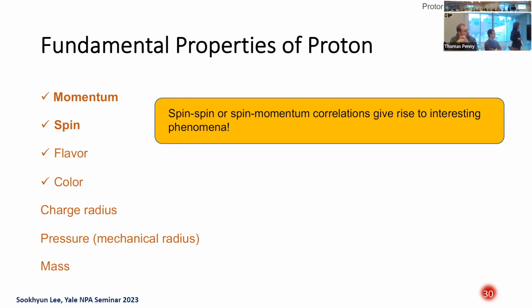And now I'm going to discuss the interplay between the momentum and spin. This way we can probe the really intricate structure of the proton.